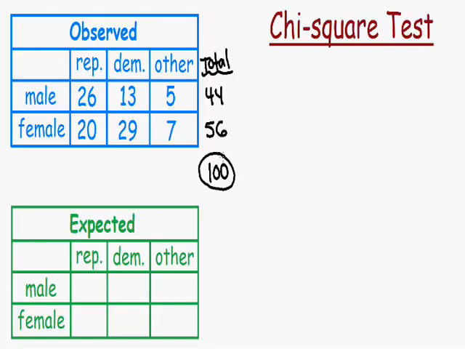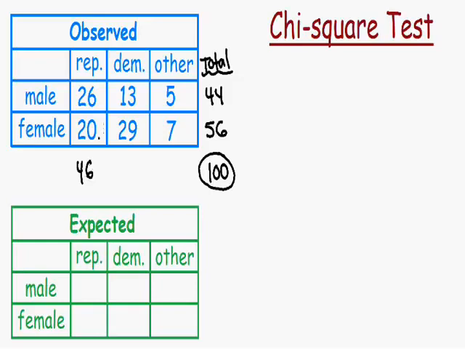So now let's do the same exact thing for all of the columns. Let's start with the column with the Republicans. How many Republicans do we have? Well, we have 26 male Republicans. We have 20 female Republicans. 26 plus 20 is equal to 46. We have 46 total Republicans.